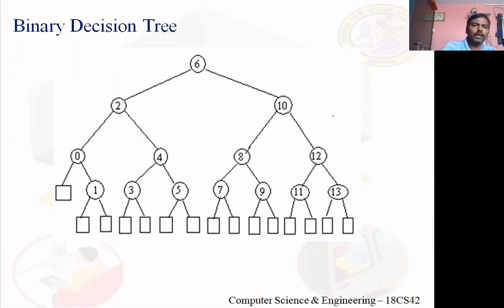Now, coming to the left subarray of index 2, 0 through 1, mid is 0. Next, the right side of 2, that is 3 to 5, mid is 4. Next, the left side of 10, 7 through 9, mid is 8. The right side of 10, 11 through 13, mid is 12.